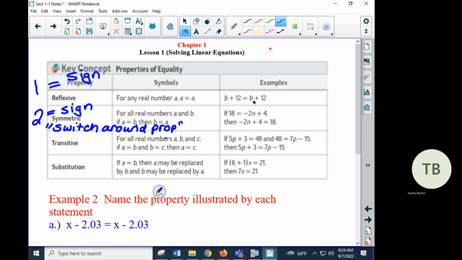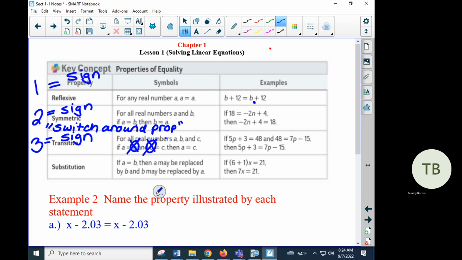When we go to transitive, we have 3 equal signs. So in transitive, what has to be true is you're going to have 3 equal signs, and the ending of the first equation and the beginning of the second equation are going to be the same. So notice there's a B at the end of this and a B at the beginning of that. What you do in transitive then is you cross these out and the outside 2 equal each other.